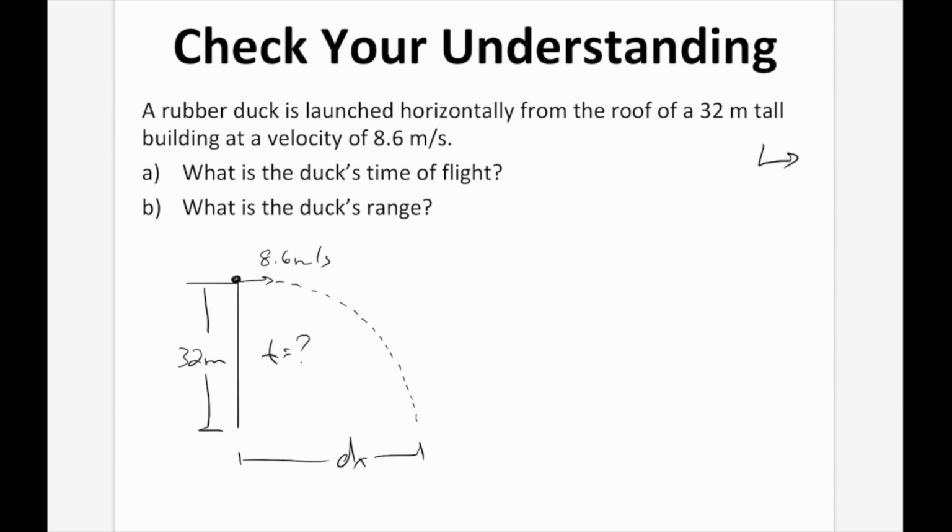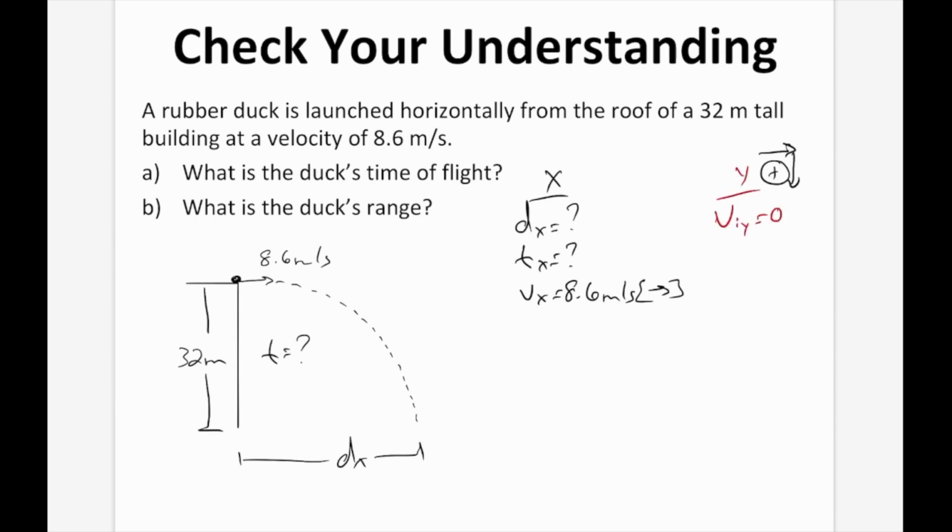So first of all, we need to draw out our variables. So we're going to say that down and to the right are positive. And we're going to write everything out. So in the x section, dx, that's going to be its range, is unknown. tx, we don't know. And vx is 8.6 meters per second. That way. In the y direction, viy is 0. vfy is unknown. dy is 32 meters. And a is 9.8 meters per second squared. ty is also unknown. But again, like the last question, we know that tx equals ty.